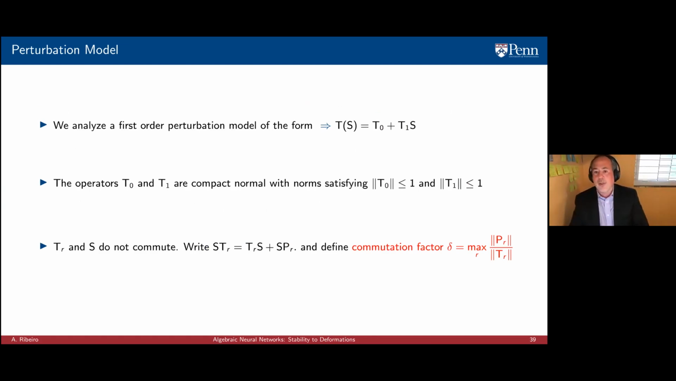In order to present the stability theorem, there are a couple more definitions that I need to introduce. The first one is that we have been unable to understand arbitrary perturbations, so we have restricted our analysis to the case of linear plus multiplicative perturbations. Both of the perturbation operators here are assumed to be compact with sub-unit norms. And I should point out that the perturbation operators and the shift operators don't need to commute. I am therefore going to define a commutation factor to measure how far from commutative the perturbation and the shift operator are.